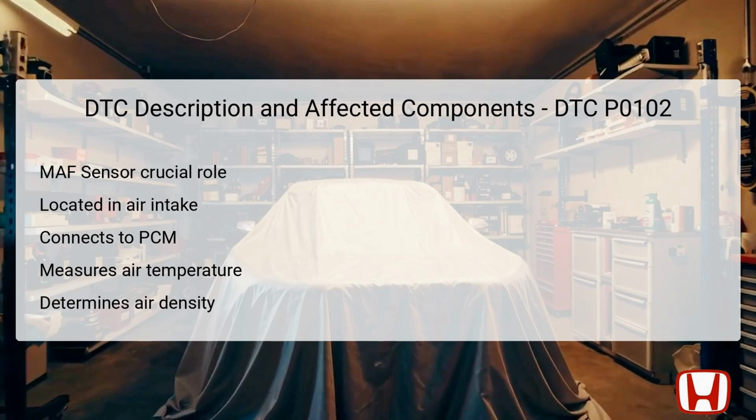This data is sent to the PCM, which uses it to optimize fuel injection and maintain efficient engine performance. Additionally, the MAF sensor measures the temperature of the air as well, which aids in calculating the air density. Poor electrical connections or a faulty sensor can lead to a voltage reading of less than 0.1 volt, prompting the P0102 code. Thus, the health of the MAF sensor is paramount to the overall performance of the Honda Accord.